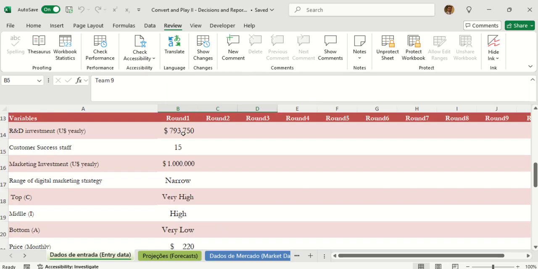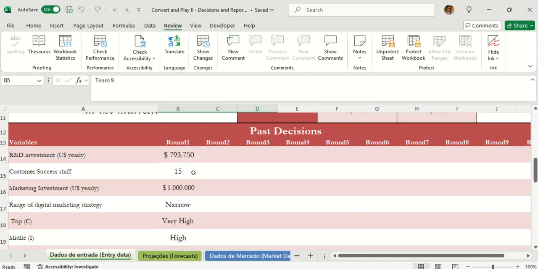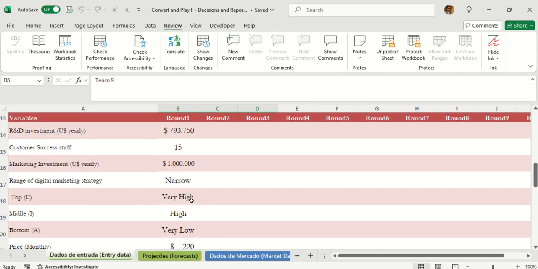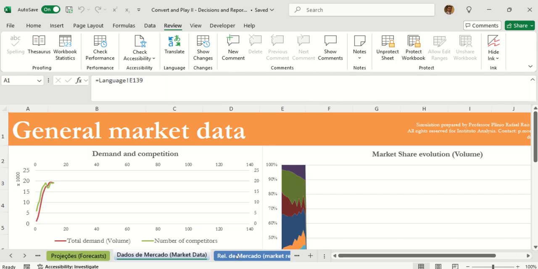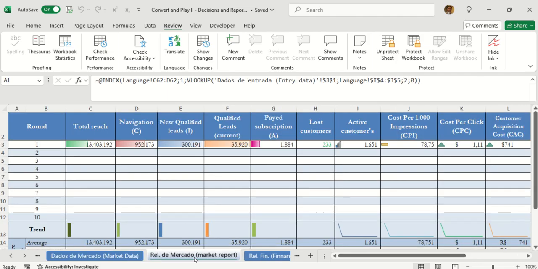Also, you can check here your past decisions. So here just one example to check what was my past decision. But let's then talk about the individual results in the tab Market Report. What do you have here?